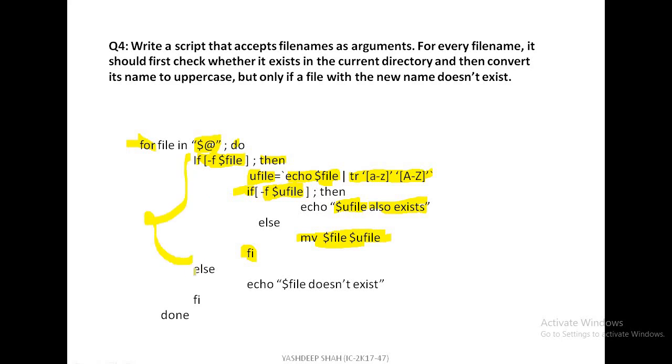If the condition won't execute, we will go for else. In else, we will echo that file doesn't exist, and we will close the if, and just done with the command, done. So by this we will get our output. If we have the file, then we are translating its lower characters to upper characters, and if it is not present, then we are echoing that $file, the value of our file, doesn't exist.